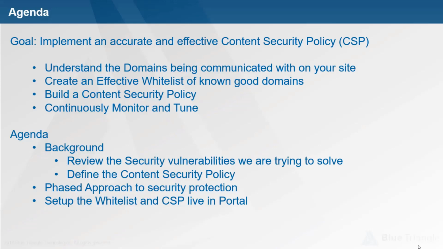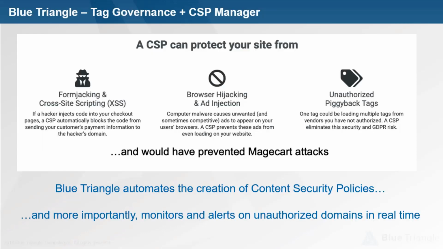In terms of our agenda here today, we're going to cover some of the foundational background, review the security vulnerabilities that we're ultimately trying to solve here. Like what is the problem? What are we trying to solve with the content security policy? We'll get some basis about what a content security policy is, define it, review Blue Triangle's phased approach, very similar to any sort of security implementation. You want to do this in steps and stages, and then ultimately show how to set up that whitelist and CSP live in the portal here today.